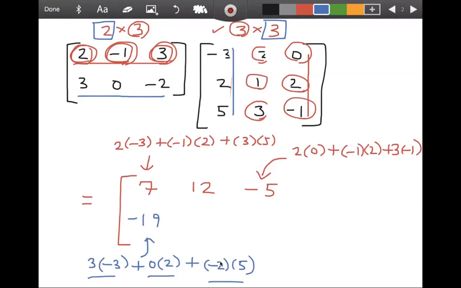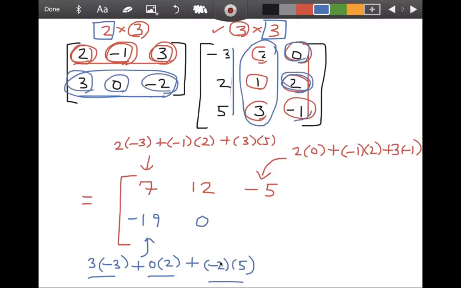All right, and continuing in that manner, the second row, second column would be this row times this column. 3 times 2 is 6, plus 0 times 1 is still 6, plus -6 would be 0. And then finally, 3 times 0 is 0, plus 0 times 2 is still 0, plus -2 times -1 is 2. And that's how you multiply two matrices. Going back to the presentation.